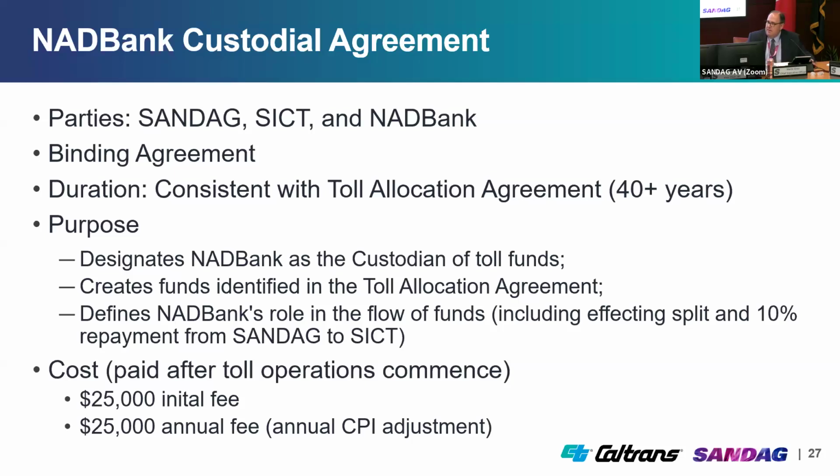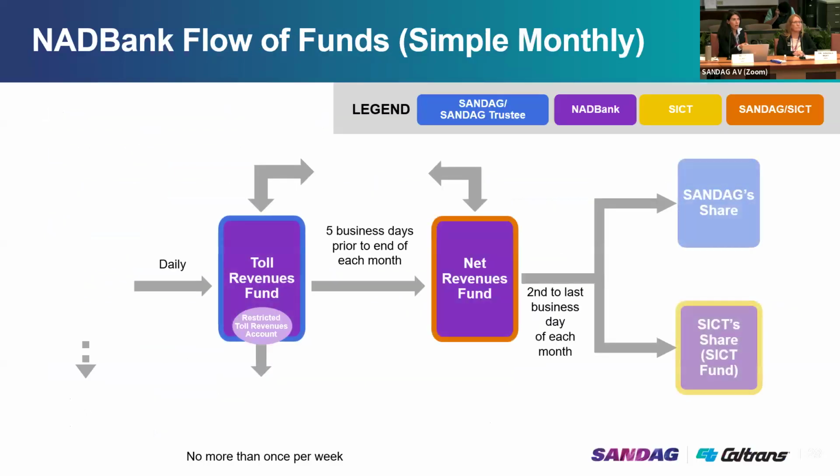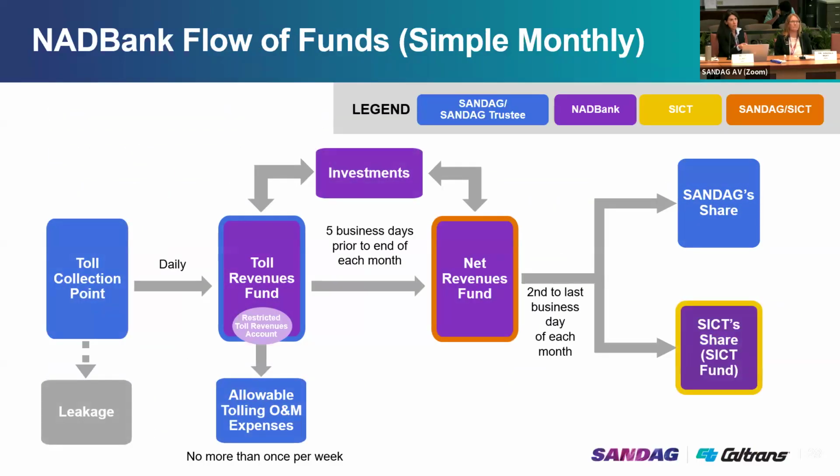Sure. I think the key here is NAB Bank is holding the funds. They're creating the funds. They are asking for $25,000 as an initial fee to set up the funds, and then a $25,000 annual fee to act as custodian. And that amount would be adjusted for the consumer price index annually. This shows all the different funds that would be created at NAB Bank. NAB Bank is required to invest those funds in accordance with NAB Bank and SANDAG's investment policies.